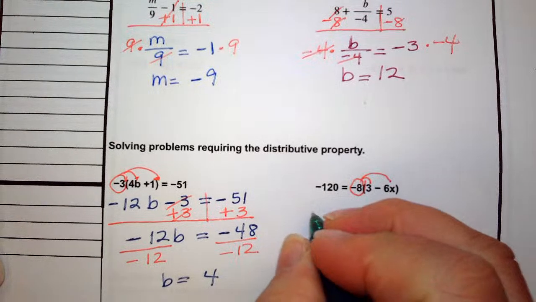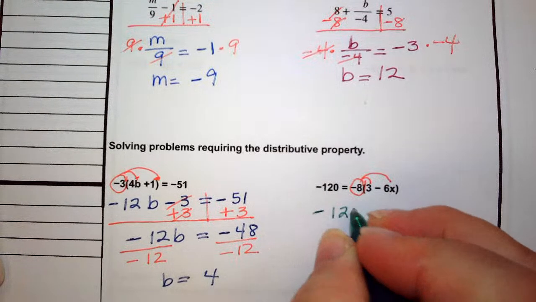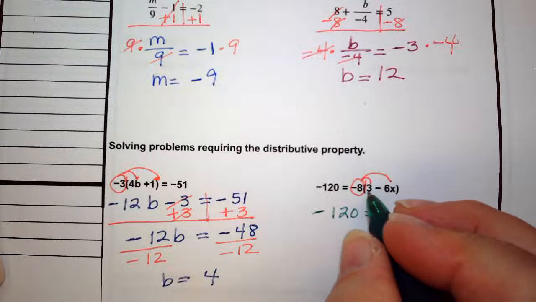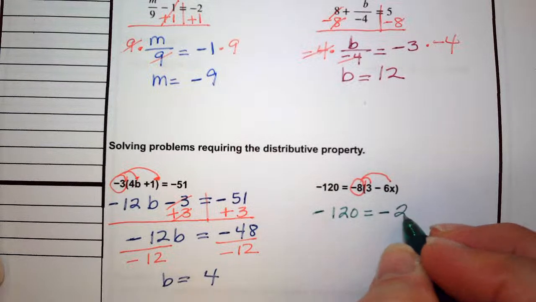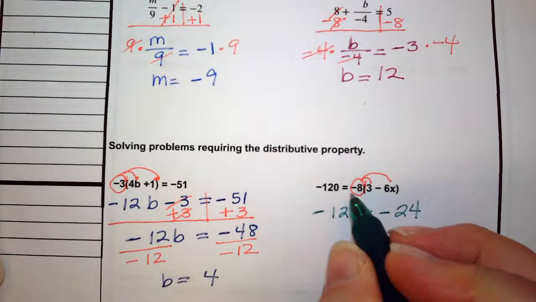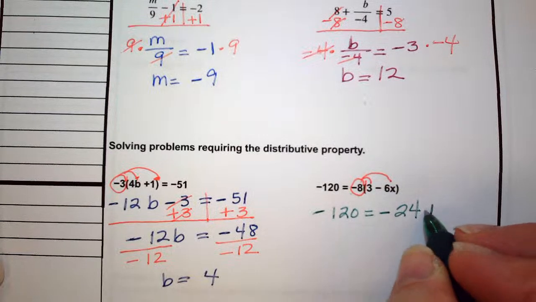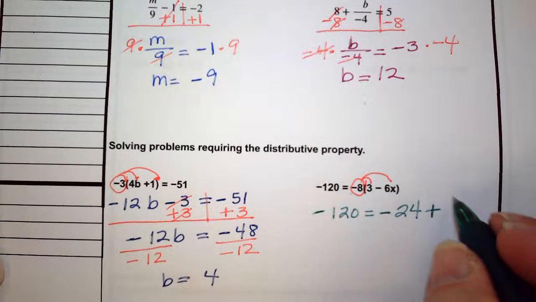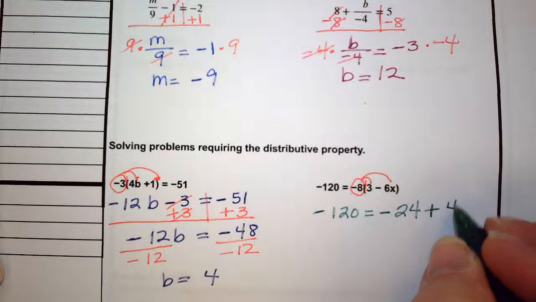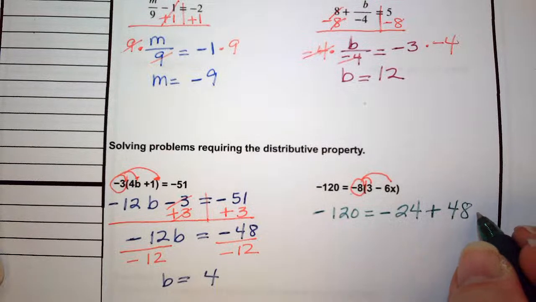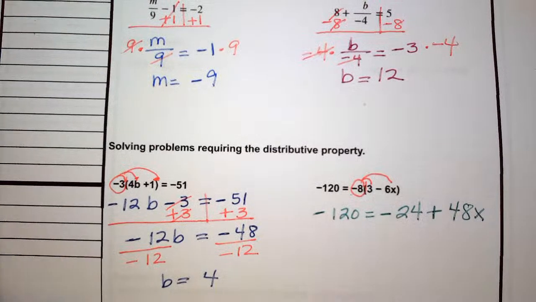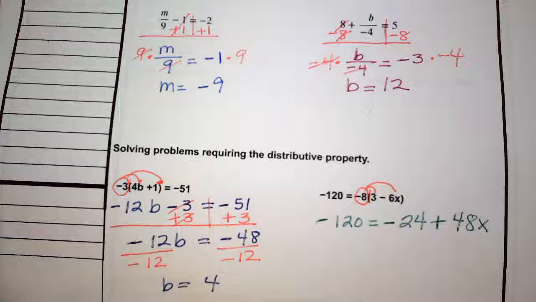Negative 120 is equal to negative 8 times 3 is negative 24. Negative 8 times negative 6x, negative times negative is a positive. 8 times 6 is 48, and that will be x. I'm going to pause there and let you check your work and make sure you did it okay.